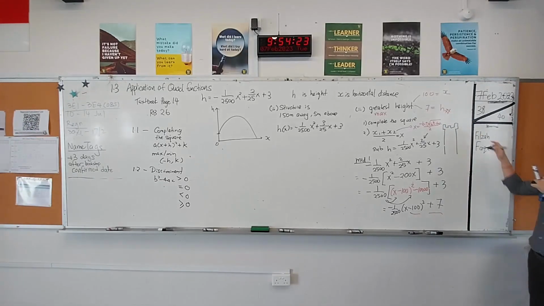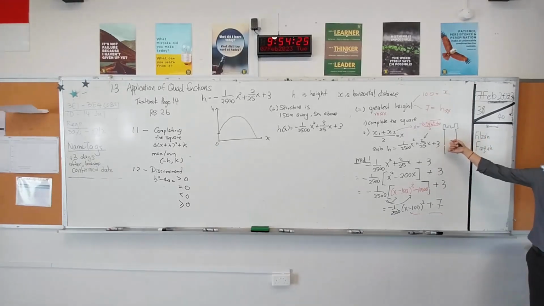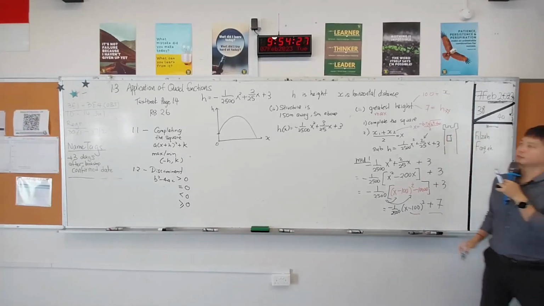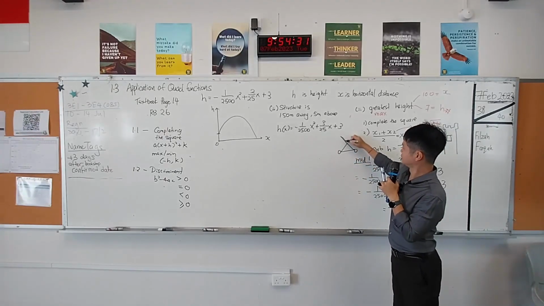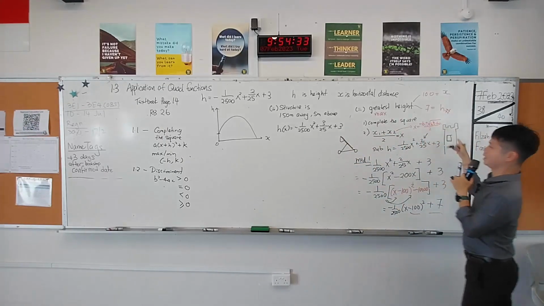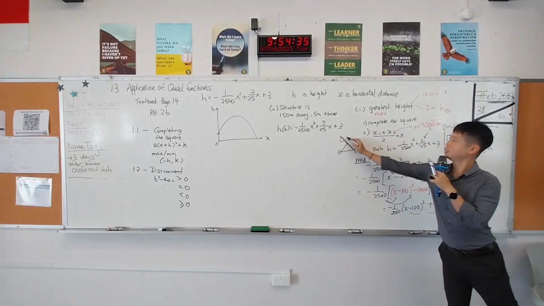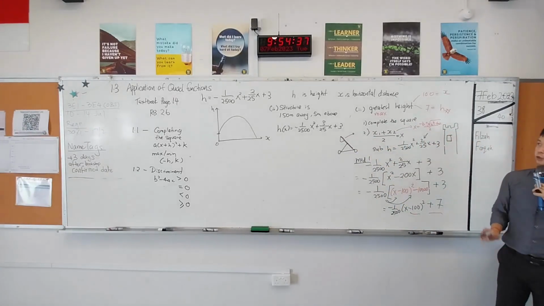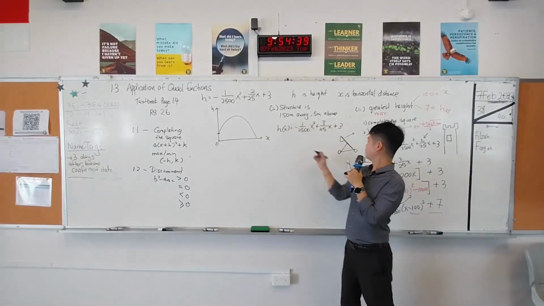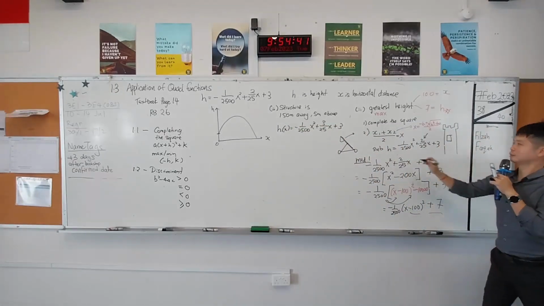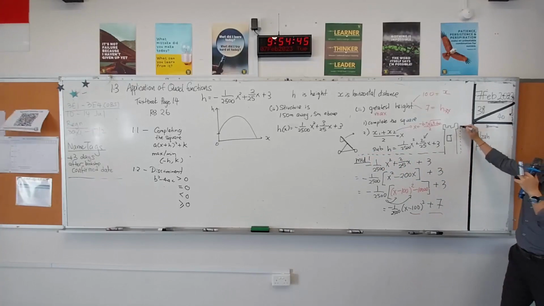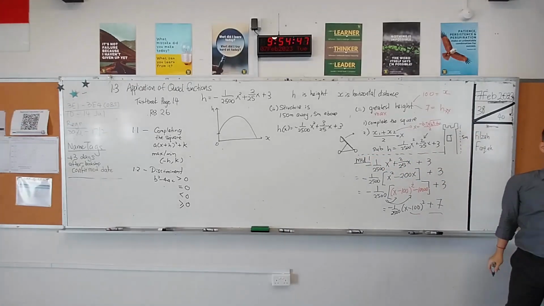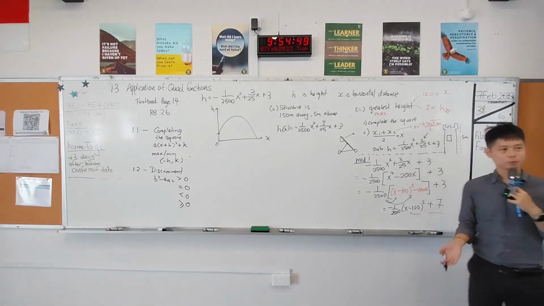The question is, now I have a defense structure here. And the question is whether my catapult will hit this structure. So the structure is 150 meters away. From here to here, it is 150 meters away. The structure is 5 meters above the ground. Will I hit it? So how do you do that?